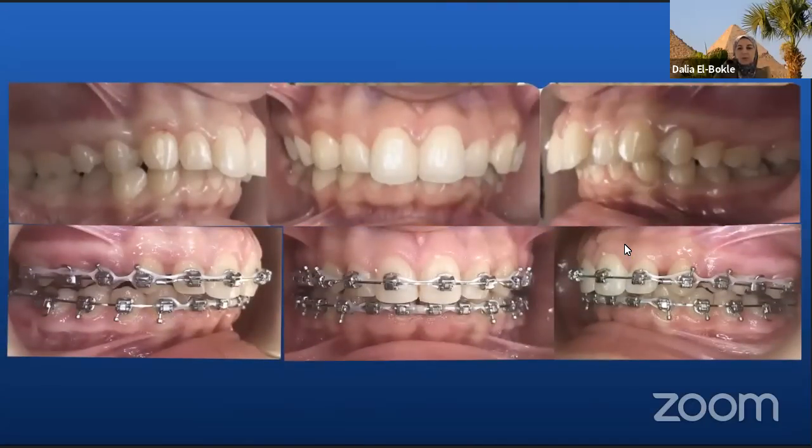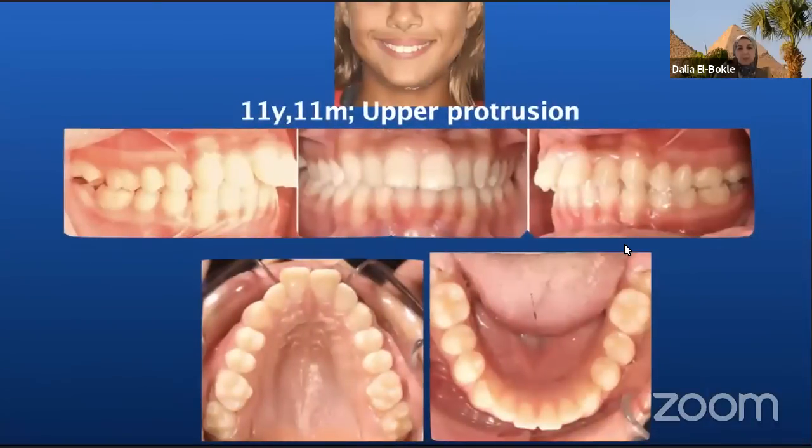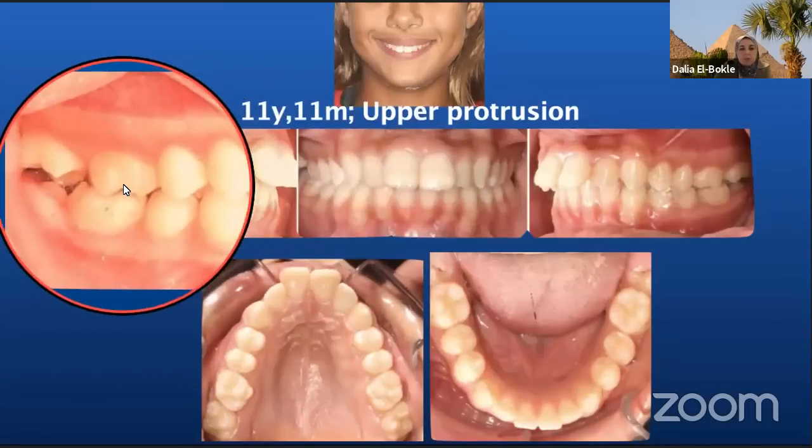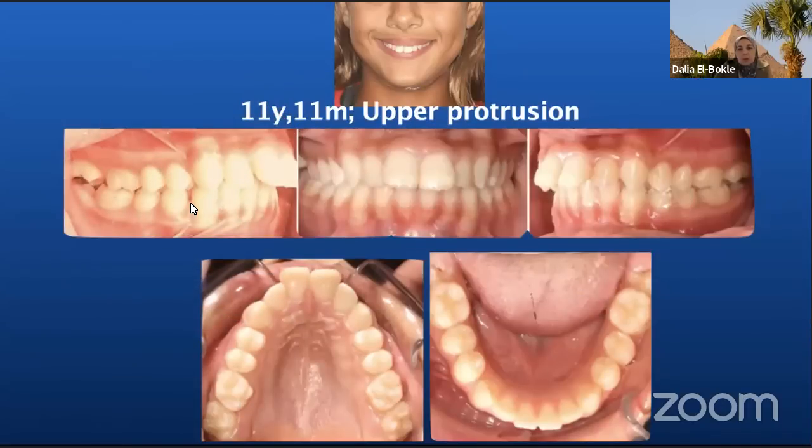So this is the progress of her case during closure of the spaces. Now this patient was 11, almost 12 years when she came to me, again complaining of upper protrusion. She had an overjet of almost 9 millimeters, and as you can see, a bilateral full unit class 2. So here in her case, I used the debiber that I told you before about.